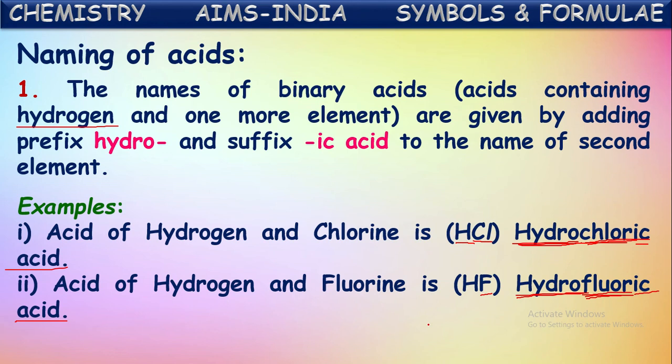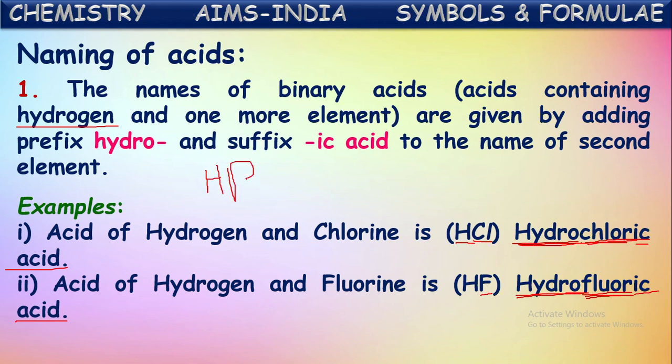Binary acids generally contain hydrogen and some other non-metal. So first it will start with the prefix hydro, and then the non-metallic element's name. At the end of the non-metallic element's name, ic acid is attached. Hydro, non-metallic element's name, ic acid. In that way they are named. Let us see one more.